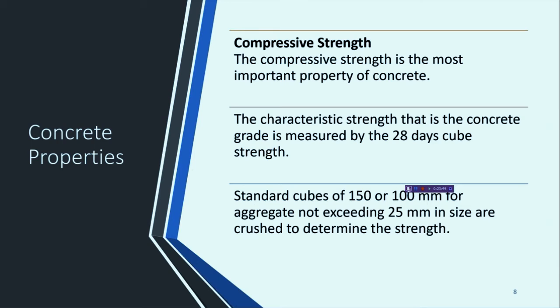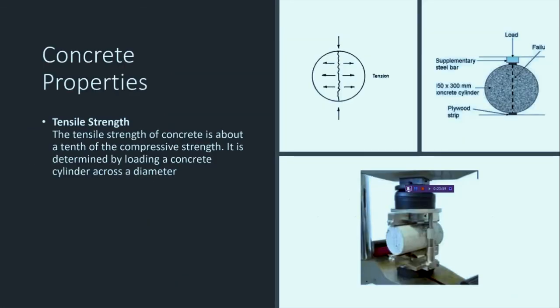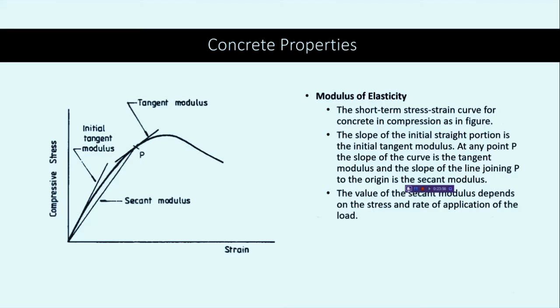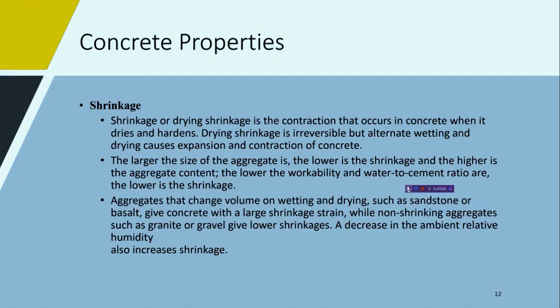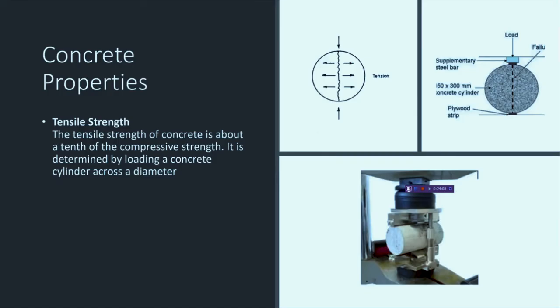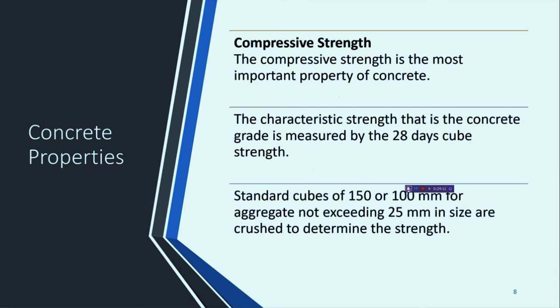We have concrete properties. Kita ada beberapa concrete properties lah. First of all is compressive strength, and we have tensile strength. We have modulus of elasticity, creep, and shrinkage. These are all the properties of concrete lah. The compressive strength is the most important property of concrete. The characteristic strength, that is the concrete grade, is measured by 28 days cube strength.